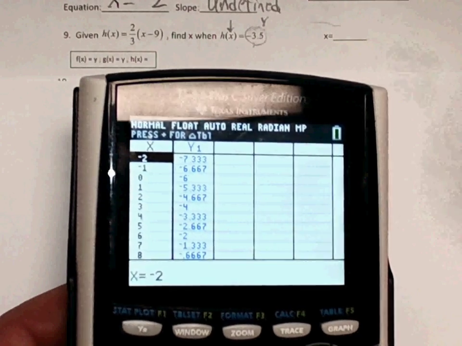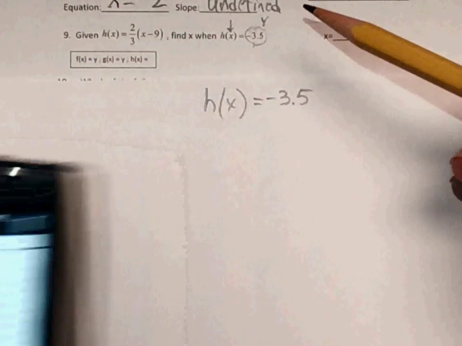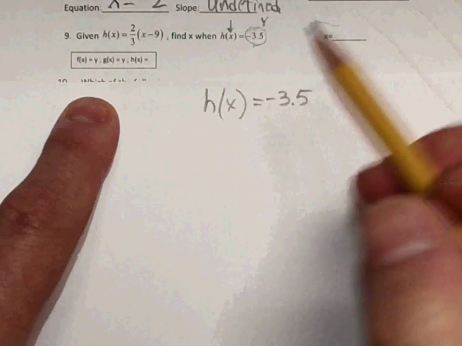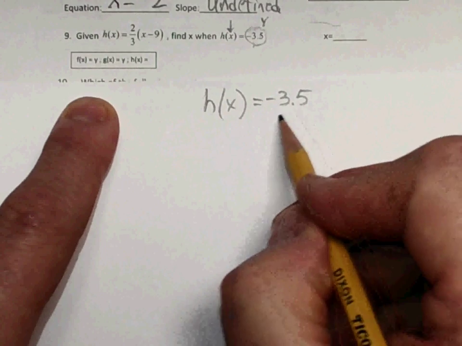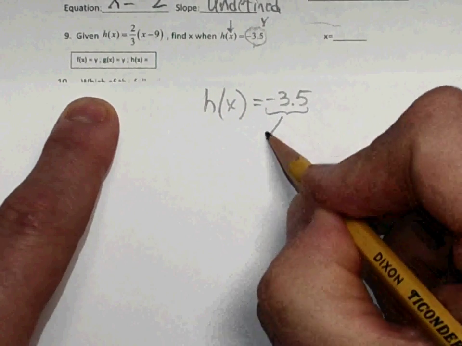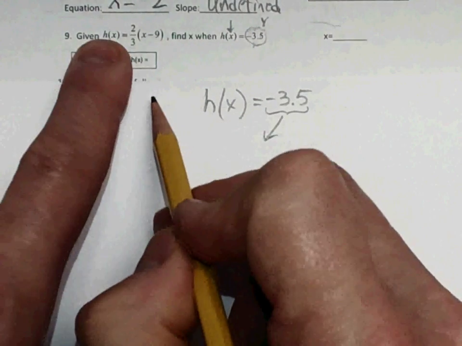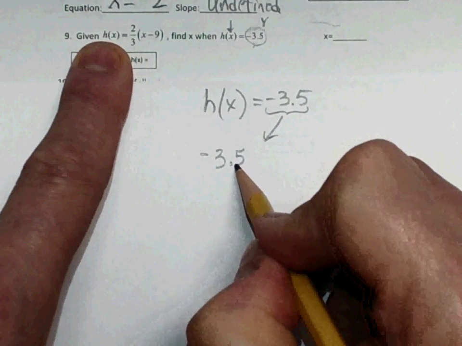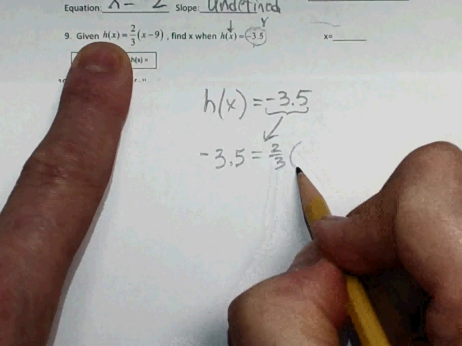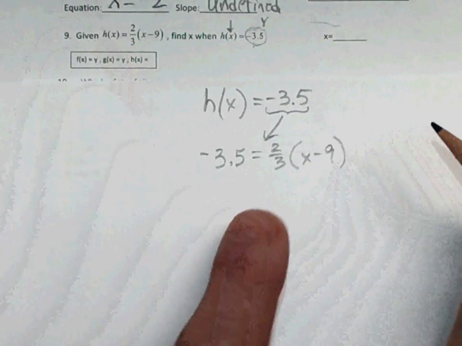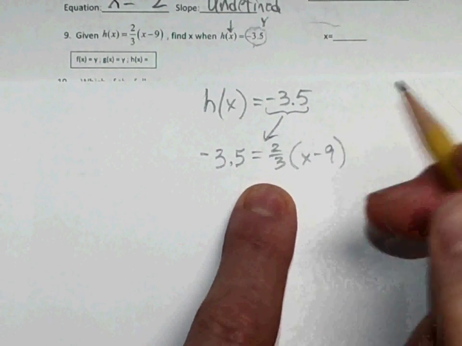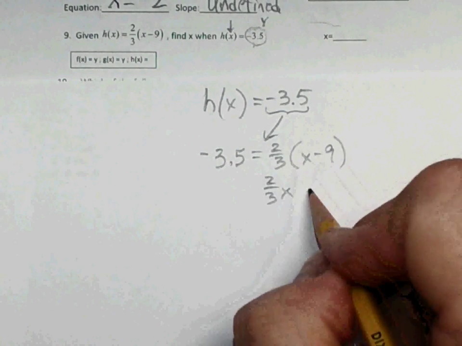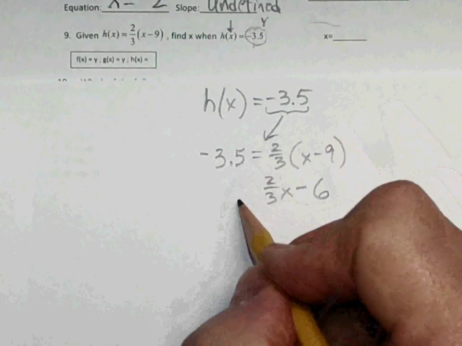So when that happens, what we need to do is put the calculator away and do something, oh, I don't know, by hand. So right here, if this is my output, I'm going to take that and substitute it in right here. So I get this equation, negative 3.5 is equal to 2/3 quantity x minus 9. So I need to solve this thing for x. Okay, we should be able to do that. We're going to distribute the 2/3. 2/3 of 9 is 6. Positive times a negative is negative.